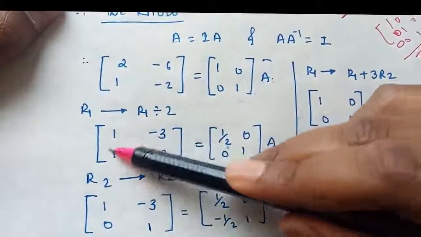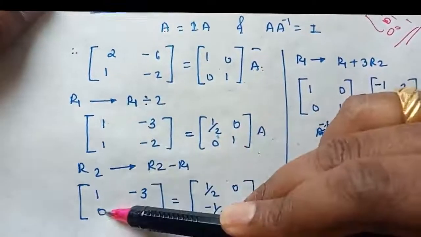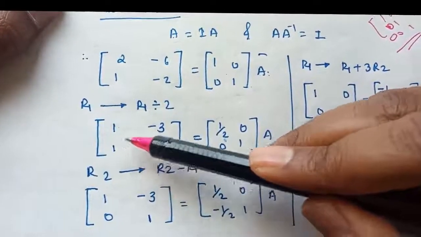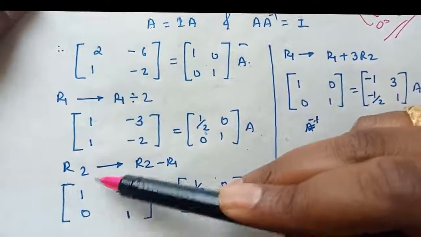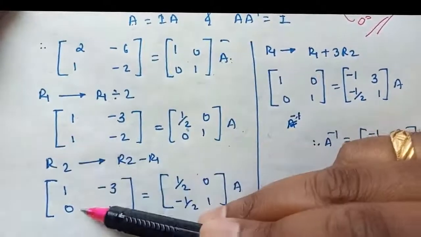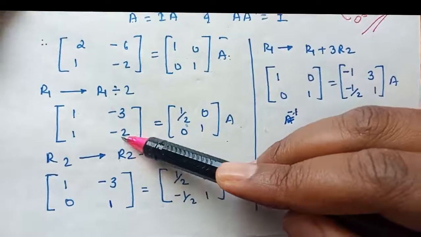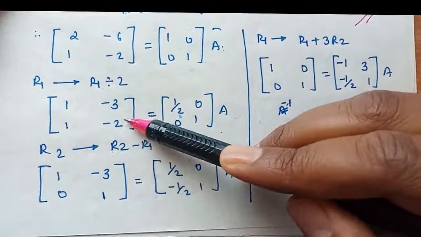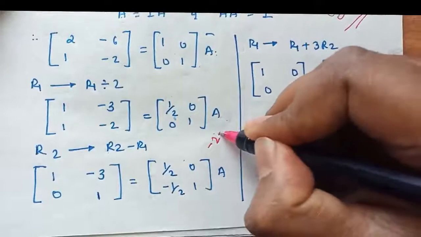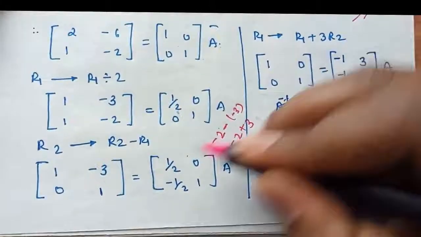Now I got 1 here, so I want 0 here, that means R2 minus R1, so 1 minus 1 will become 0. So R2 is going to change, so I will write R2 changes to R2 minus R1, meaning subtract R1 from R2. R1 will be as it is, because I am not making any changes in R1. Now this is 1 minus 1 is 0, and minus 2 plus 3 will become 1, because for R2 the element is minus 2 minus R1, but the R1 element is minus 3, so it will become minus 2 plus 3, and that is nothing but 1.